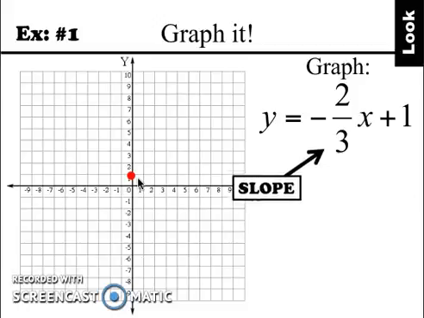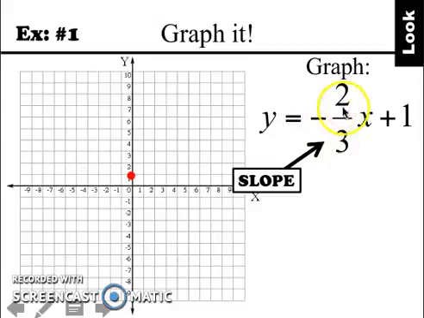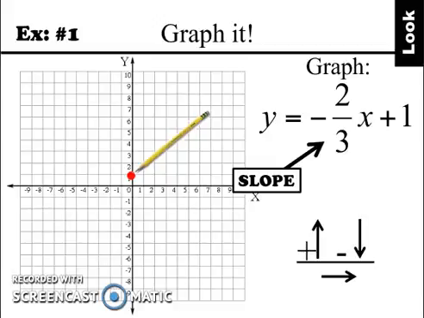And let's look at the slope. The slope is negative 2 over 3. We have to keep in mind that when we have positive numbers, it's going to go up. Negative numbers are going to go down. The denominator is going to go to the right. So in this example, we have a negative 2 over 3. The negative 2 means that it's going to go down 2 units, and we're going to move 3 units to the right.